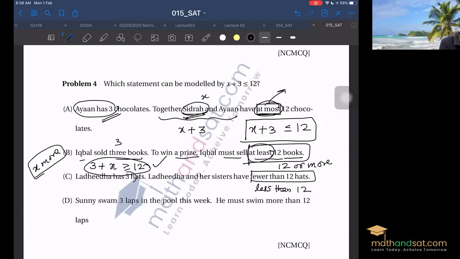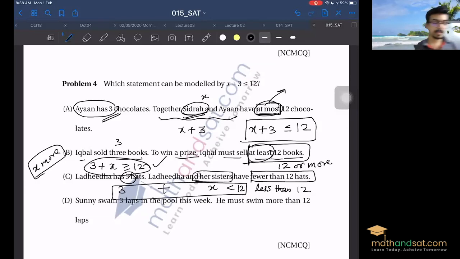So this is 3. Okay. Sisters have say X hats. So put together, they have 3 plus X hats. So this 3 plus X has to be less than 12. 3 plus X is less than 12.